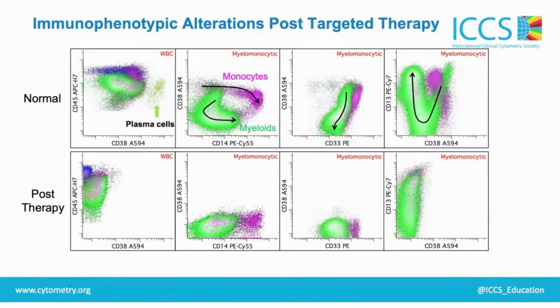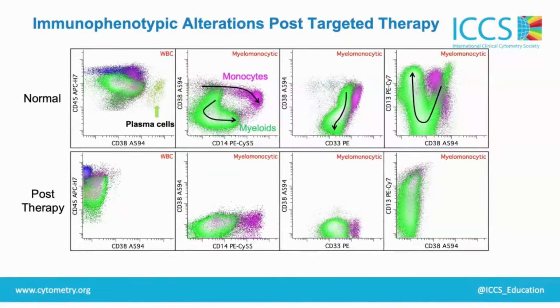With the increased use of targeted therapy, you may see absence of targeted antigens on myelomonocytic cells, leading to change in normal pattern. Normally, CD38 is expressed on plasma cells and on blasts, and gradually decreased with myeloid and monocytic maturation. In this patient, CD38 is absent on all the populations, including myeloid cells, monocytes, and lymphocytes. The normal patterns of CD38 and CD14, CD38 and CD33, and CD13 and CD38 are lost due to absence of CD38 on monocytic cells and myeloid cells.